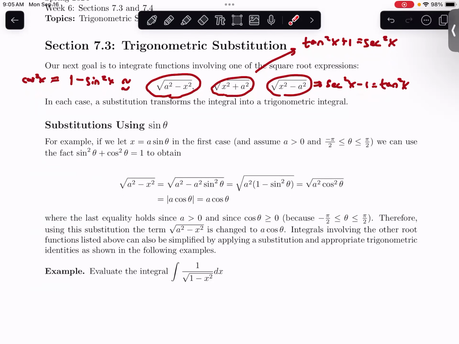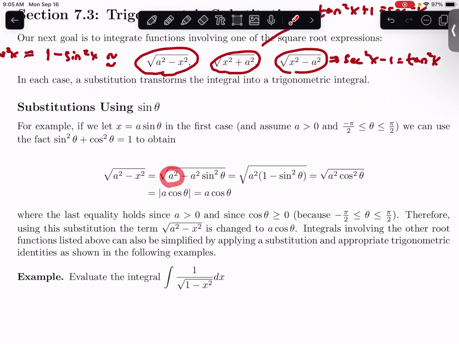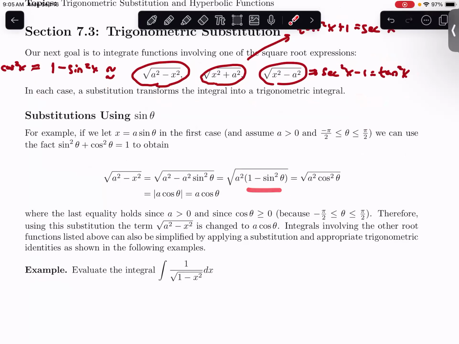If we make this substitution, x is equal to a sine theta, then the square root of a squared minus x squared is the same thing as the square root of a squared minus a squared times sine squared theta. You can then factor out the a squared and make the substitution. 1 minus sine squared theta is just the same as cosine squared. So then you get the following square root. Again, we have squares underneath the square root. Those terms cancel out, so you get the absolute value of a cosine theta.